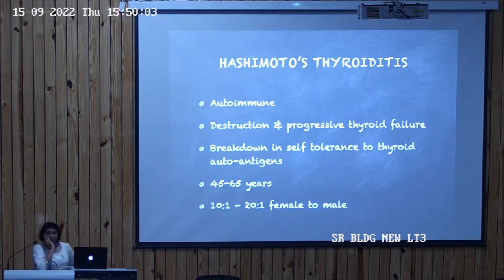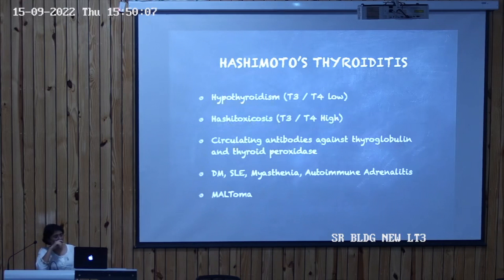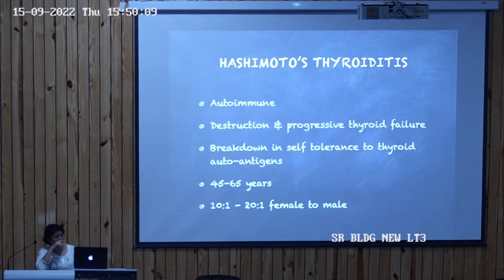So in this autoimmune disorder, which cells are they attacking? I'll tell you in some time. They are attacking two targets here in the autoimmune disorder. One is the thyroid peroxidase and one is the thyroglobulin. Thyroglobulin? No, nobody knows. Okay, fine. Thyroid peroxidase and thyroglobulin, they are the ones which are attacked here.